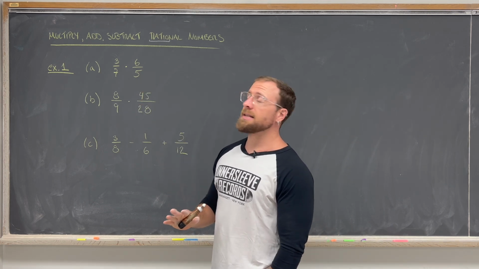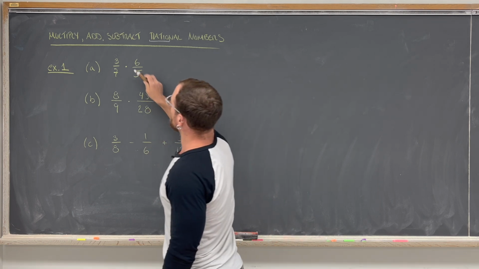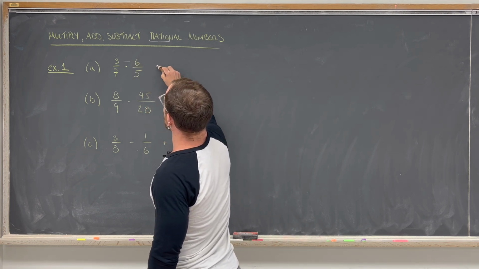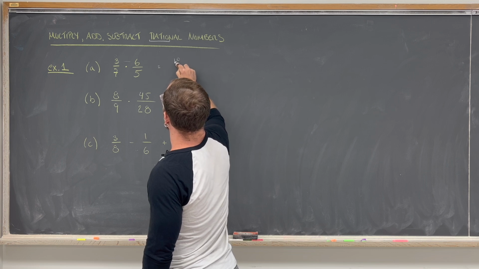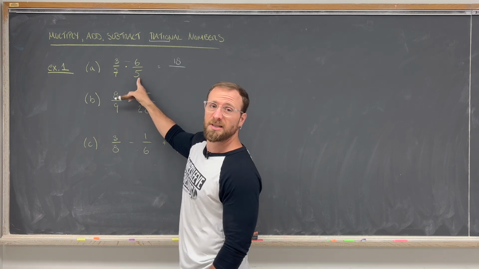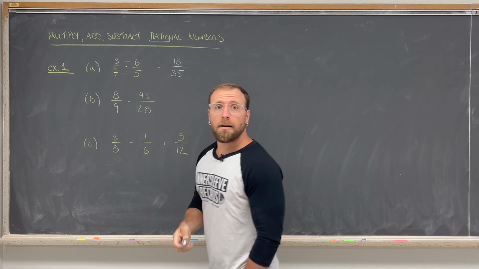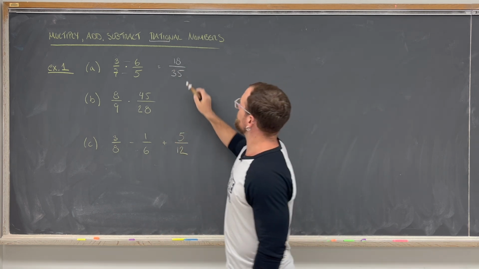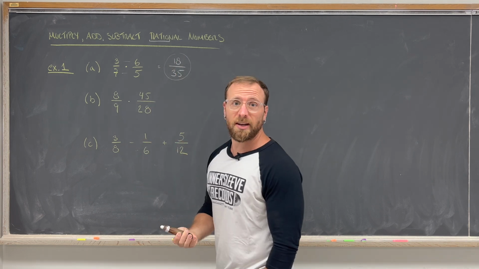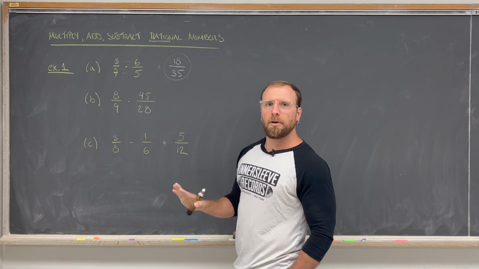Well, that's actually the easiest operation to do with fractions. I multiply the tops together. 3 times 6 gives me 18. And I multiply the bottoms together. 7 times 5 gives me 35. That's my final answer. That's very easy. Now, let's look at part B.